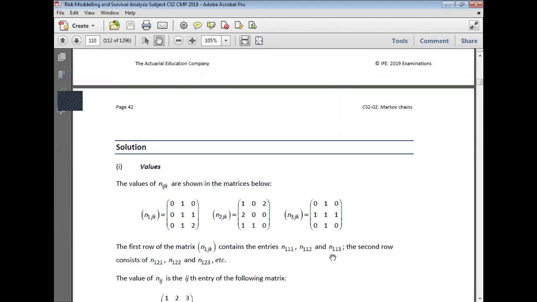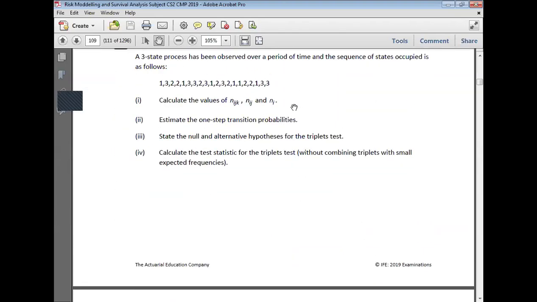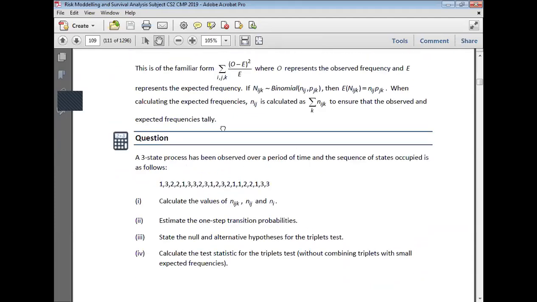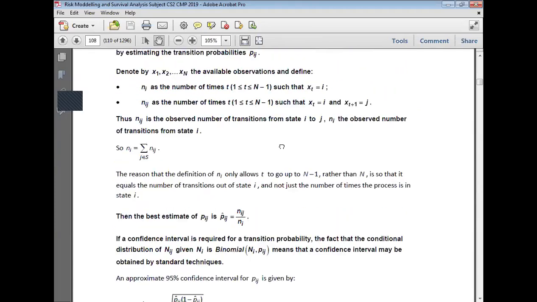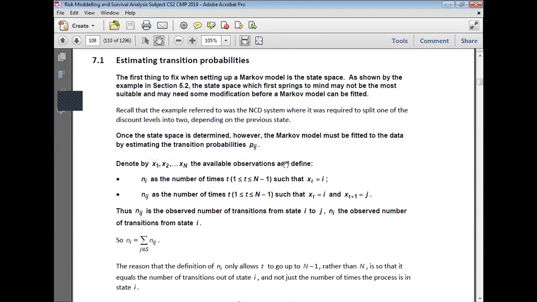I think in the first question, they're asking you about this number of transitions, and then they're asking you about the one-step transition probability. So they've already seen this before. Okay, so that was good. But now, for these questions, I'll have to take you guys back to this. I think now it's easier for you to understand this theory.